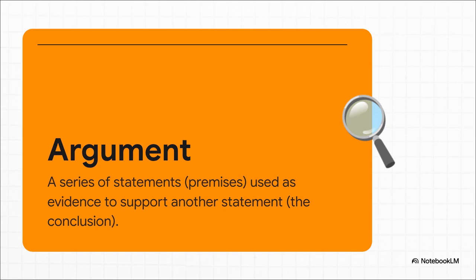So once we have our statements, then we can start to build an argument. And in the world of critical thinking, an argument isn't about two people shouting at each other. No, it's a very specific, structured process. You take a series of statements, we call those premises, and you use them as reasons, as evidence, to support another statement, which we call the conclusion. It's all about providing reasons for why something should be believed.